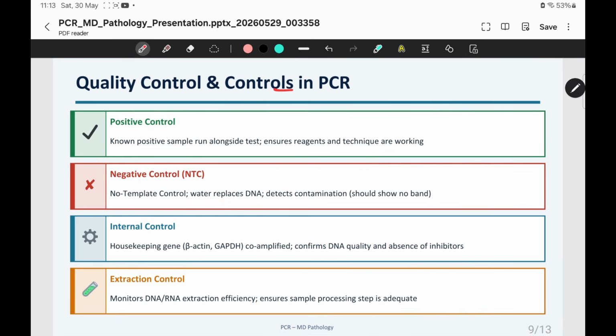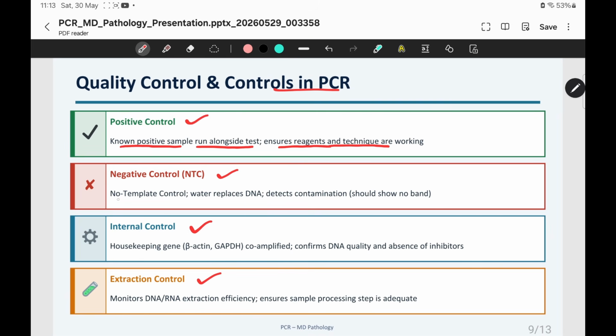Now the controls in PCR. There are different types of controls that can be used for PCR. Out of that, positive control, negative control, internal control and extraction controls are important. The positive control is a known positive sample which is run alongside the test, and it contains the same sequence of DNA that we want to amplify in our sample. This ensures that the reagent and techniques are working fine.